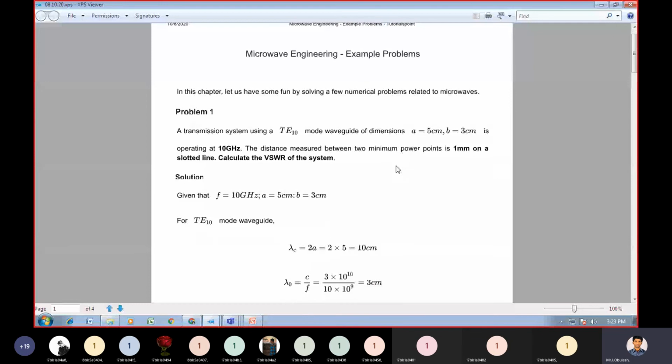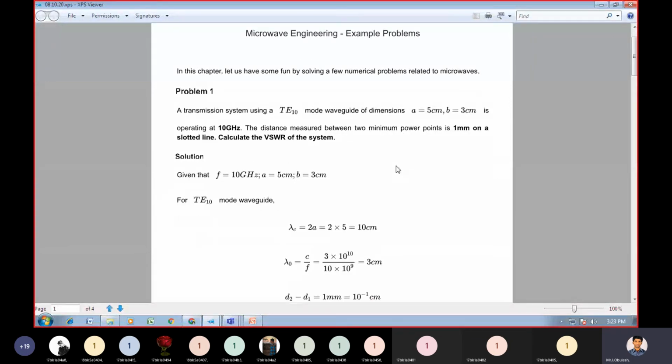Yeah, note down the problems. First problem, you need to see the problem. I think the screen is visible for all of you. Answer my question, Mr. Shiva. Yes, sir, the screen is visible. Yes, sir. See the first problem.